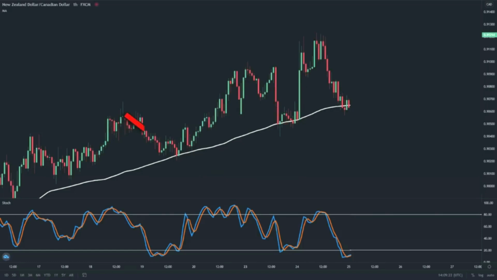Every time prices went down to the moving average while the stochastics is at oversold, the price tends to reverse back up. So now, as we look at the current price, you can see that it is back at the support line while the stochastics is at oversold. So this is a good opportunity to take a buy position.